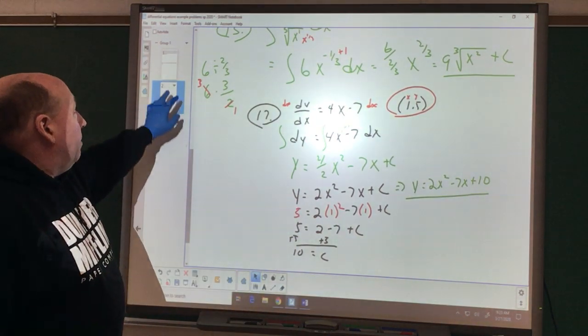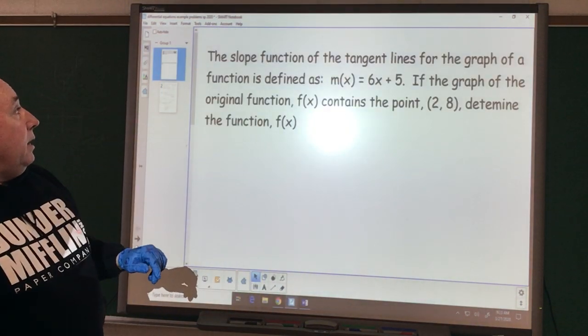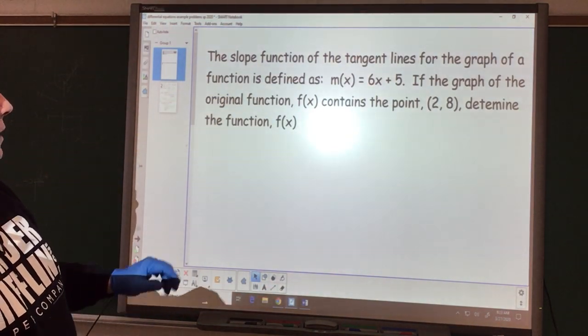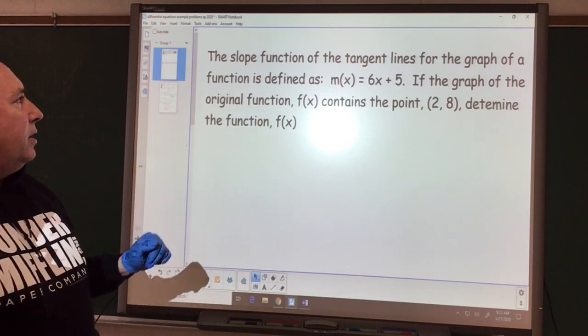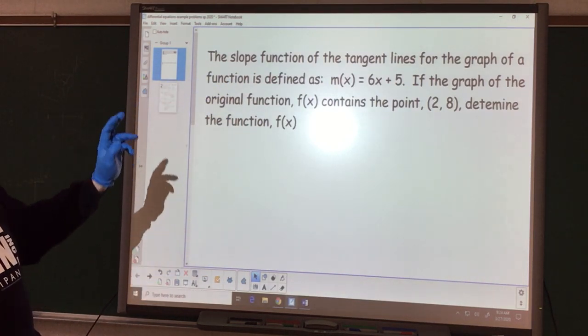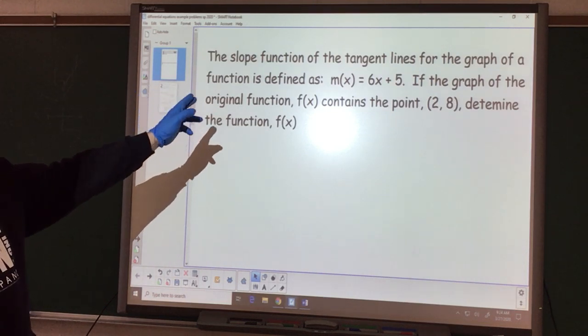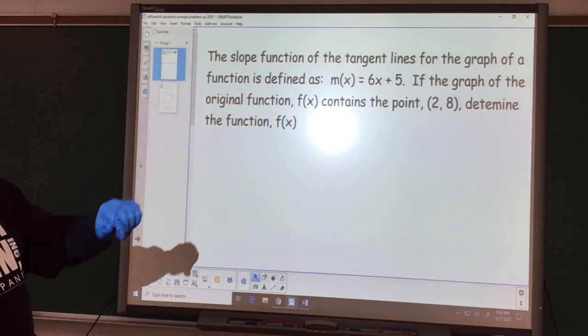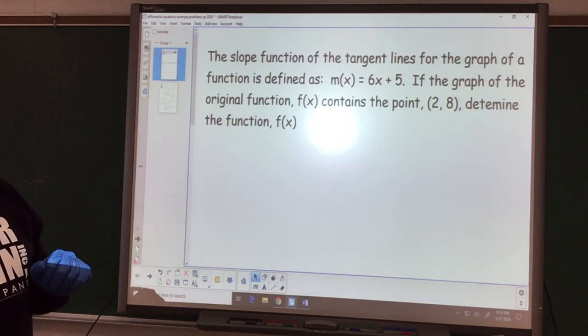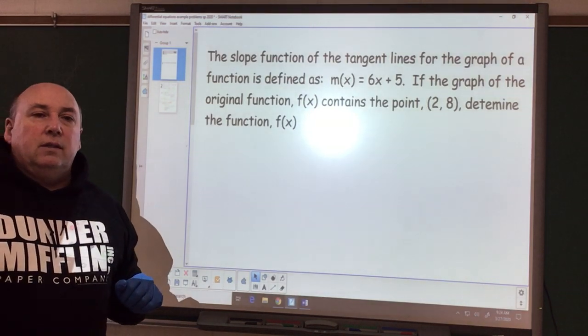I posted 2 problems for us to go over today. The first one puts it just into a different perspective. The slope function of the tangent lines for a graph of a function is defined by m of x equals 6x plus 5. If the graph of the original function, f of x, contains the ordered pair 2, 8, determine the function f of x.